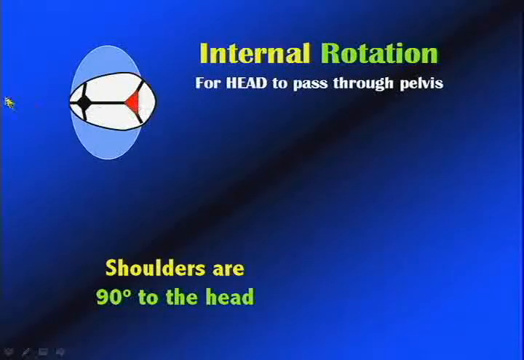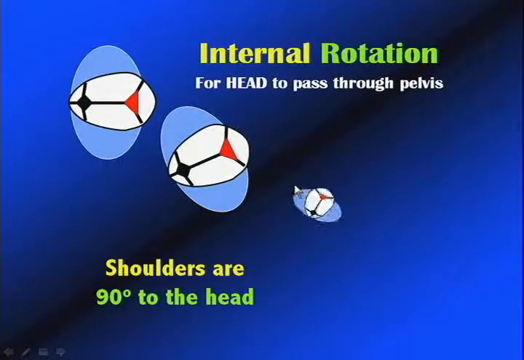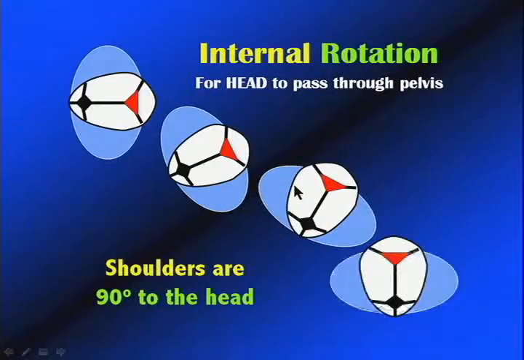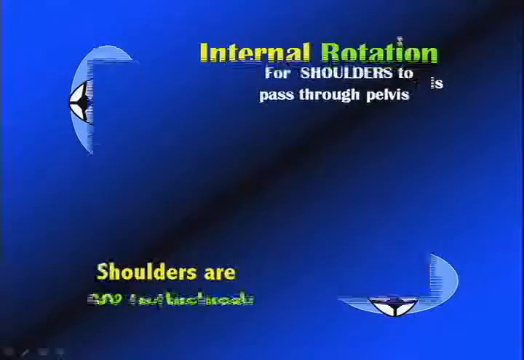So the head, as you can see, is transverse. Notice the shoulders are anterior-posterior. As the internal rotation takes place, we see rotation from transverse to anterior-posterior. Notice the shoulders are coming now, ready to enter into the pelvis as the head is moving through the mid-pelvis. The shoulders are now transverse.